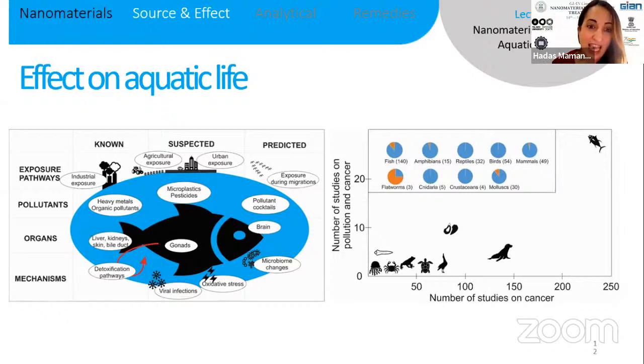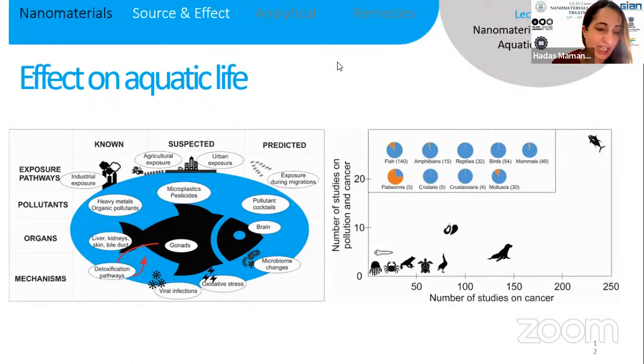And in addition to that, if we look at the different organisms, we can see here that most of the studies were done in fish. Okay, so these are fish, but there are also mammals. So this represents the mammals. And then this represents the birds and the reptiles. And then we have, for example, the flatworm and all these types of organisms, okay? So this is a very important feature.